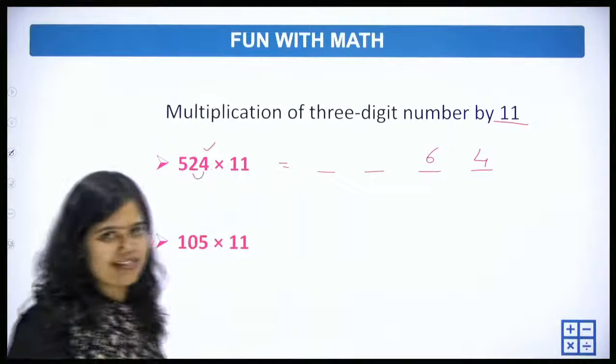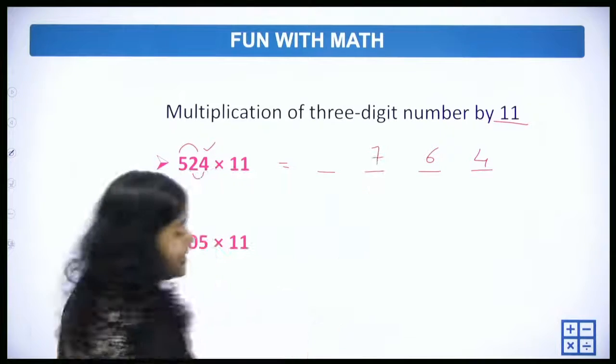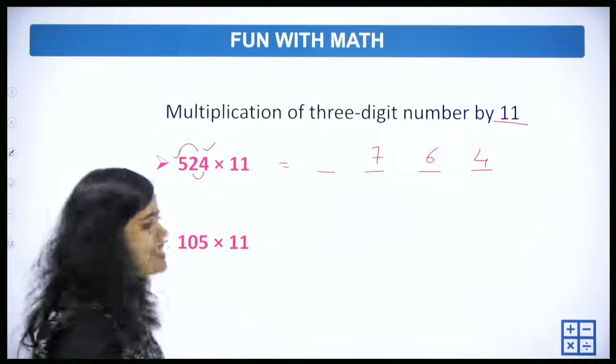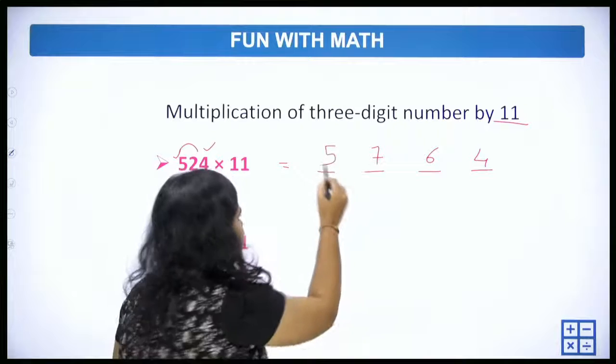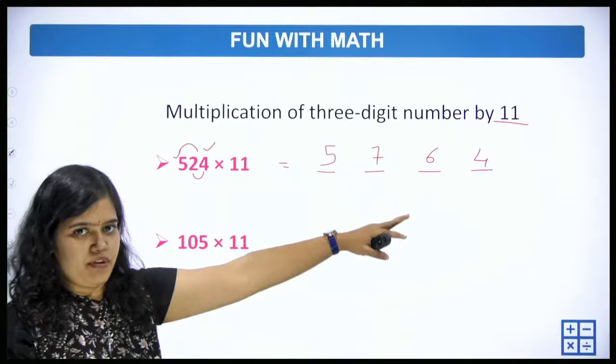What about the hundreds place? It's the sum of 5 and 2, 7. And then, what about the thousands place? It is just the biggest number 5. I mean, the number in the hundreds place, which is 5. Clear? So, 5, 7, 6, 4.